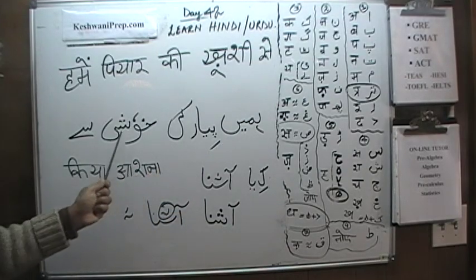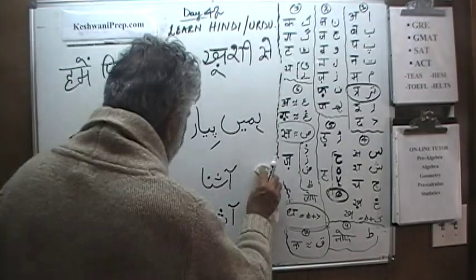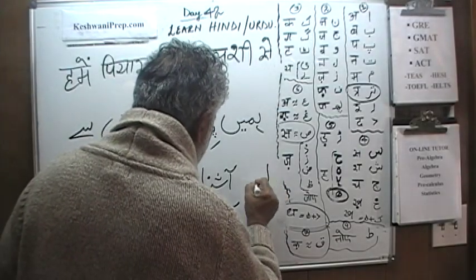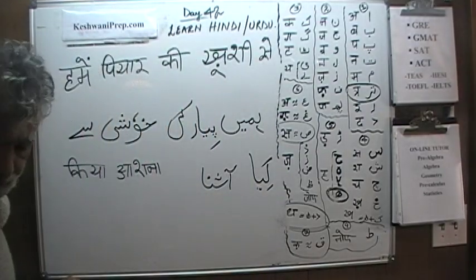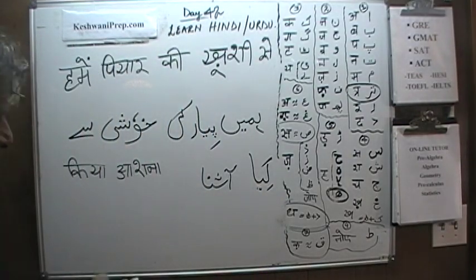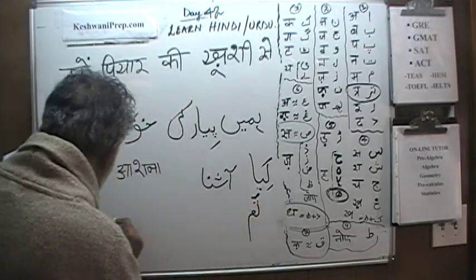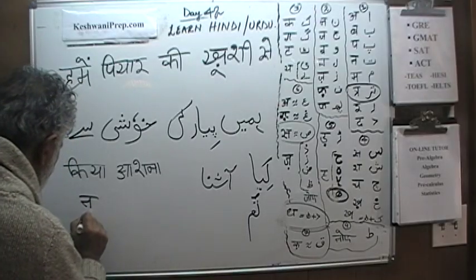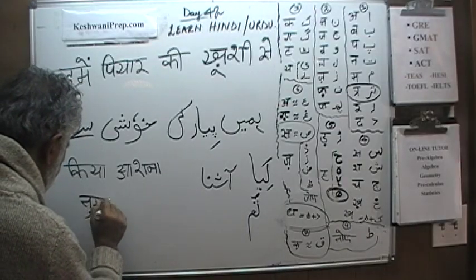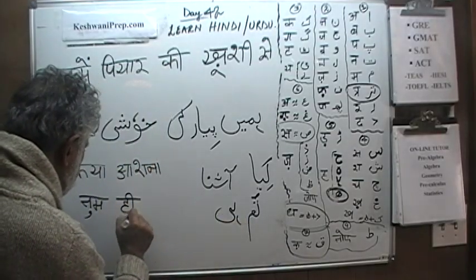हमें प्यार की खुशी से किया. Let's put किया together. किया आशना तुम्ही ने. तुम, ऊ की मात्रा, छोटी ऊ की मात्रा, तुम ही, ने.